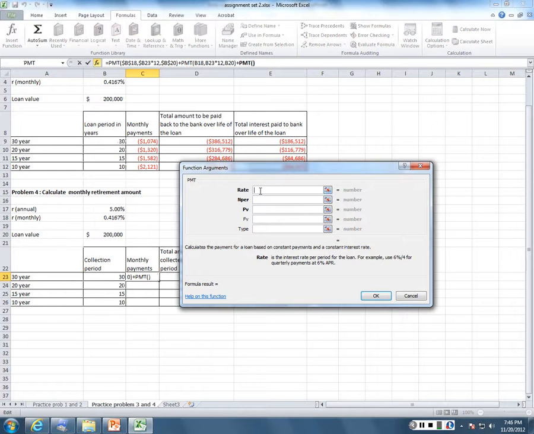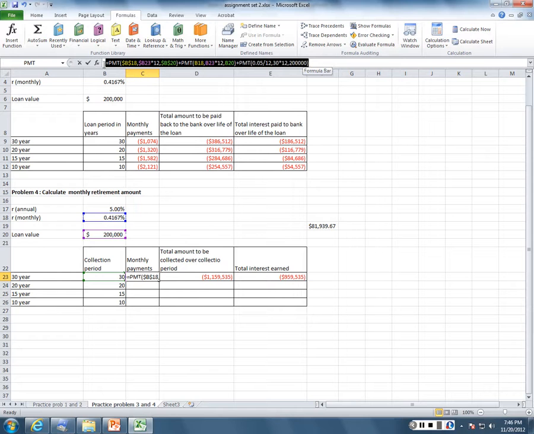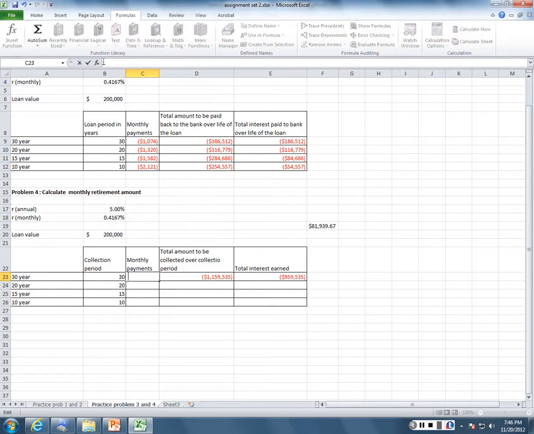So for the rate, I'll just type it in. Let's say the rate is 0.05 divided by 12. Whatever cell you use, you'll find it's easy to do this from here. The number of periods is going to be 30 years times 12. The present value, what I'm borrowing, is 200,000. There you go. All right, one more time.